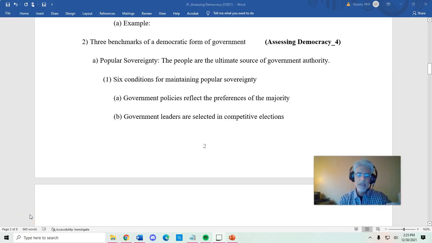In this video, I'm going to be talking about the three benchmarks of a democratic form of government. And what I mean by a benchmark is a standard by which you measure something. And so I'm going to be talking about democracy sort of in its ideal form, the way it's supposed to work ideally. And I'll make some comments about where I think the country is in terms of our democratic form of government. You may not agree with me, and that's perfectly fine.